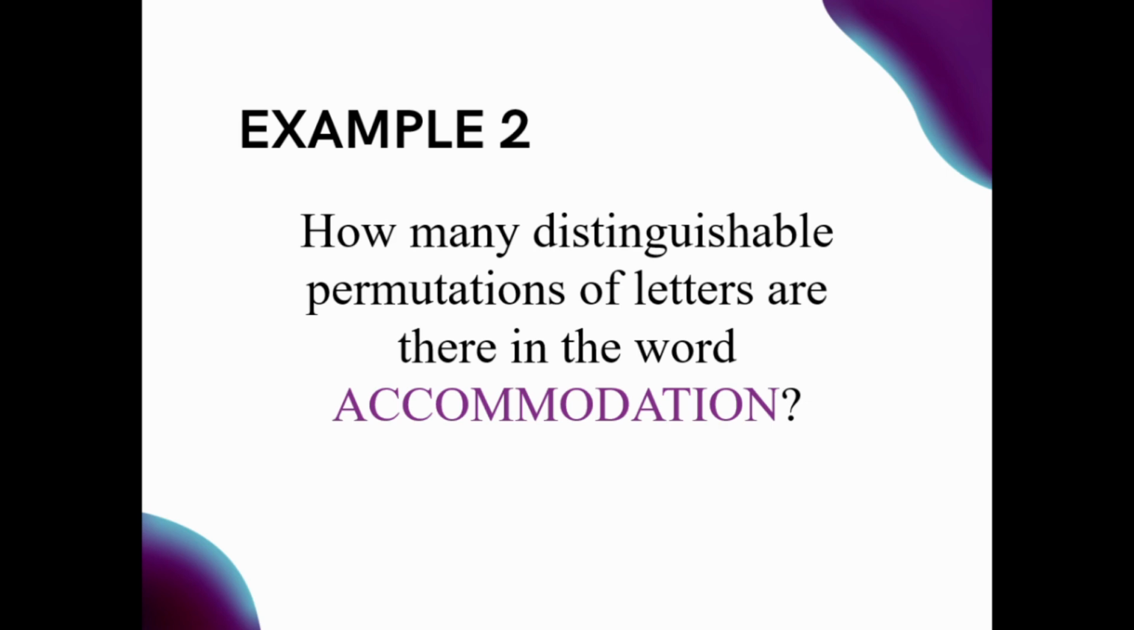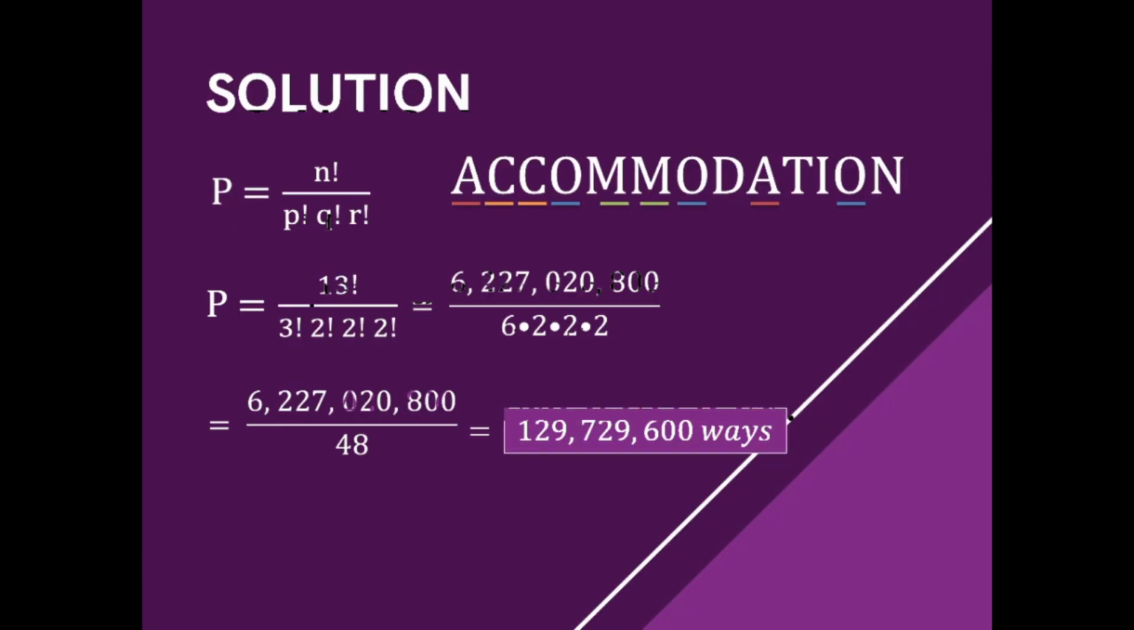Let's look at another example. How many distinguishable permutations of letters are there in the word accommodation? This is an example of distinguishable permutation because some of the objects are similar. In the word accommodation, the letter O comes 3 times, the letter A comes twice, the letter C comes twice, and the letter M comes twice as well.